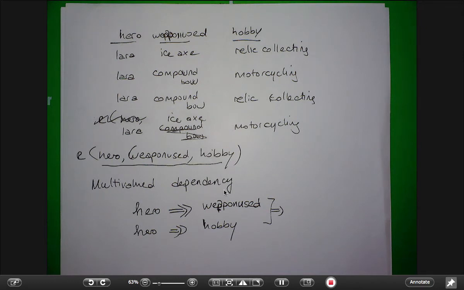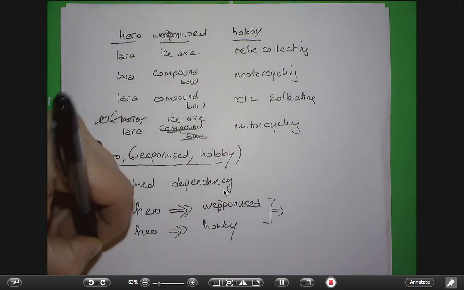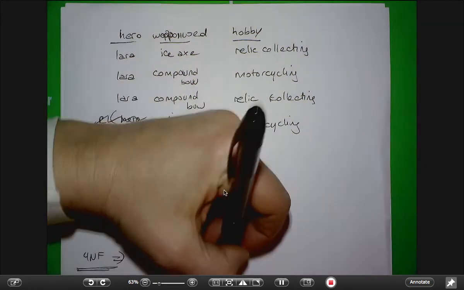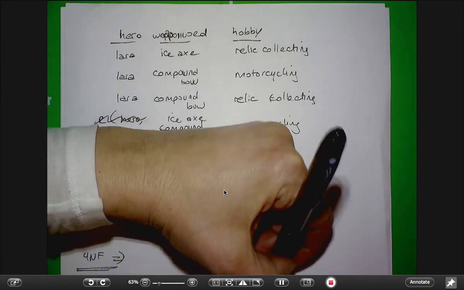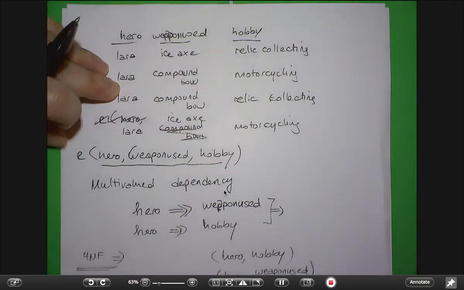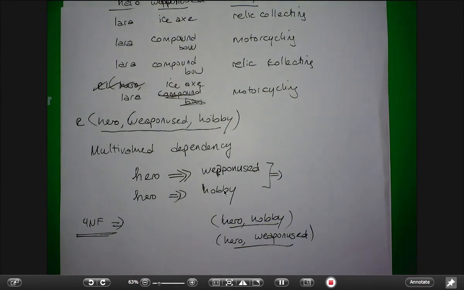Given this, this relation is in fourth normal form if your key includes everything in one dependency. But hero and hobby is not a key. Hero, hobby, and weapon used is a key. So in this case, I will do a decomposition exactly like BCNF, where I will take one of these two out. The 4NF decomposition is exactly like BCNF. So if I take this out, I will get hero and hobby, and hero and weapon used. It just says that given that these actually take multiple values, it is much better that they are stored separately.